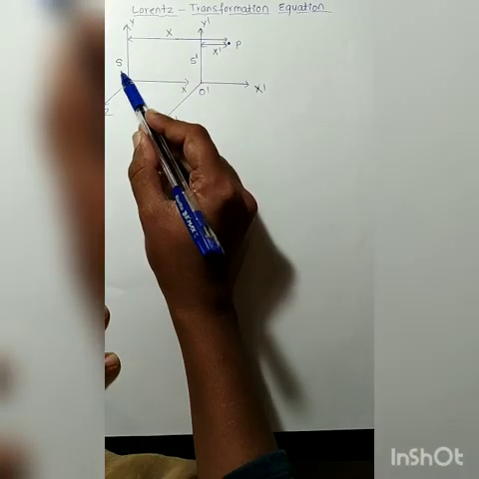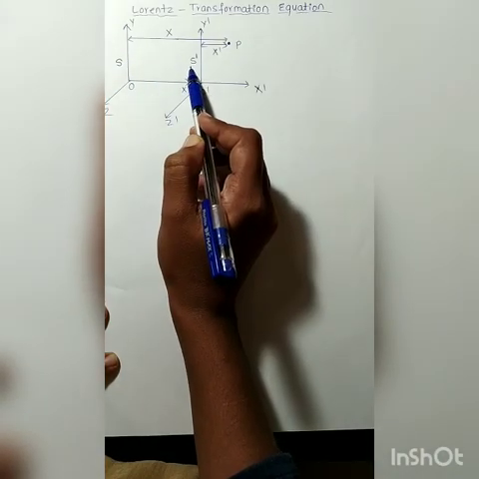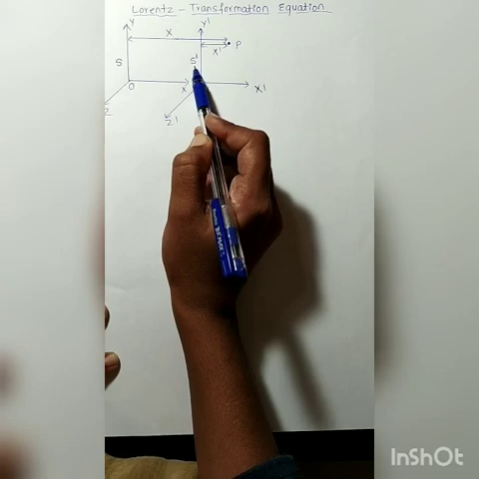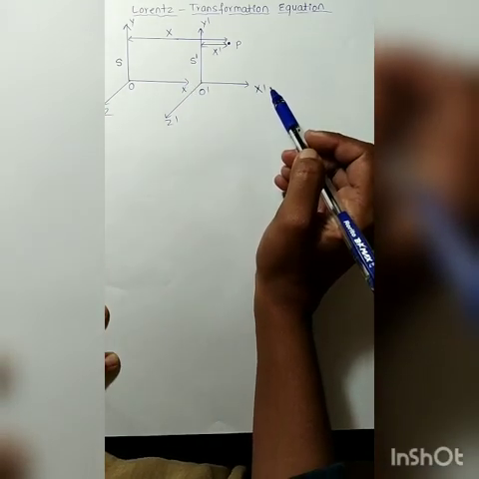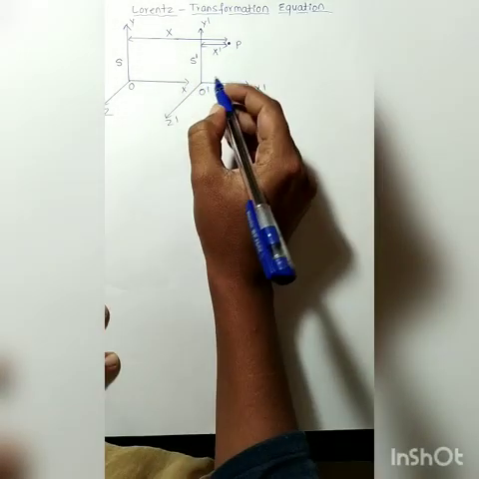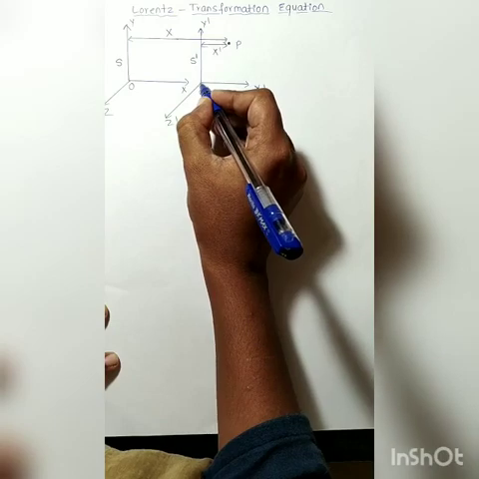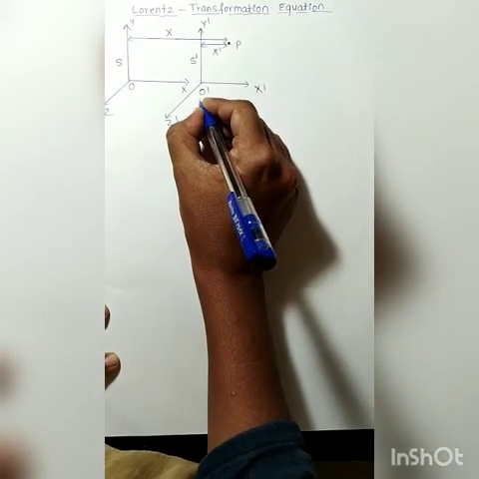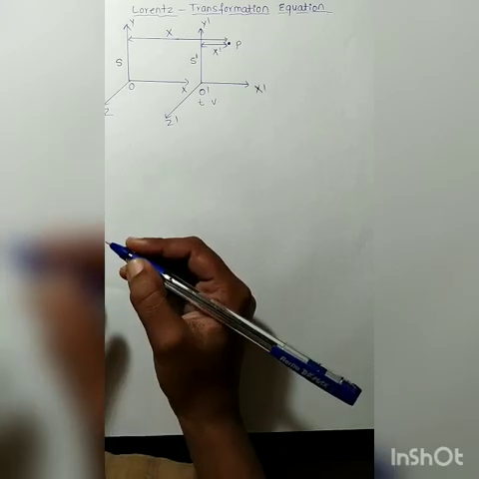So we are taking two frames of reference, one is S and another one is S dash. Let S dash be the moving frame along the positive direction of the x-axis with the velocity equal to v. So v is the velocity of this frame of reference, and when it reaches O dash, it will take a certain time, and that time we will denote by T. So this is the time it had taken.